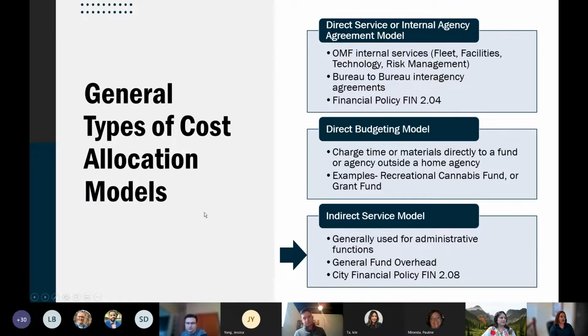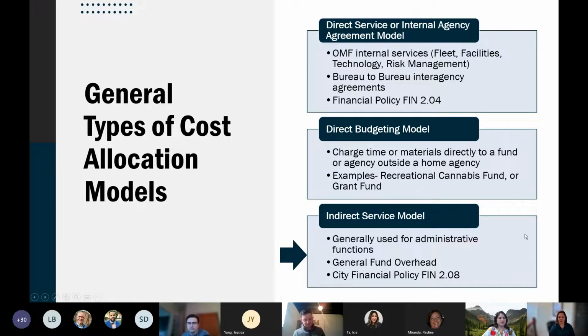So at a very high level, there's general types of cost allocation used at the city. There's more of a direct service or an agency agreement model. So this is where you would see costs associated with your OMS internal services, such as fleet, facilities, risk management, and IT. There are bureau-to-bureau interagencies, and there is also city financial policy to give you more information on this type of cost recovery. There's then a direct budgeting model. And so this is where you are charging time and materials directly to a fund or agency outside of a home fund. So some examples of this are like the recreational cannabis fund or the grant fund.